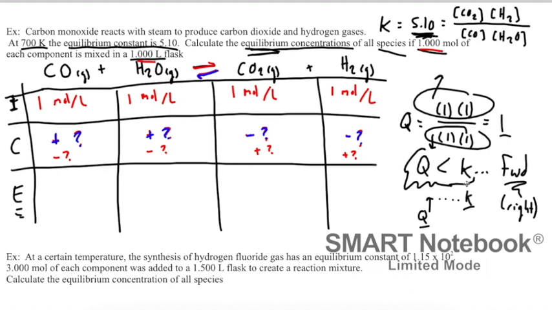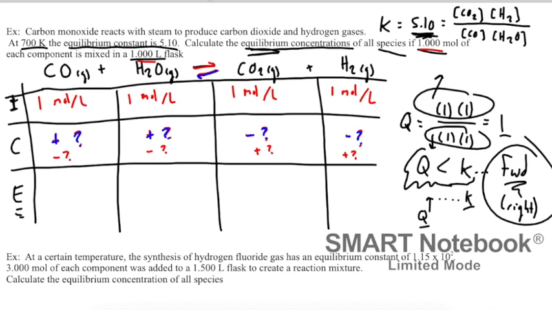So that's always going to be the second thing you do in these: to think very quickly, and usually you may even be able to do it in your head. Like I could have done this Q in my head. I could have said, okay, 1 times 1 divided by 1 times 1. Oh, my Q is 1. That's less than K. I know the system will shift to the right. The forward reaction will proceed.